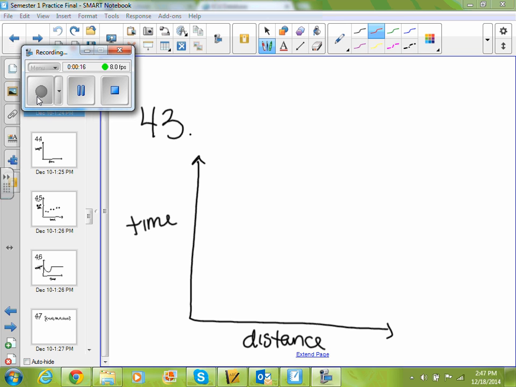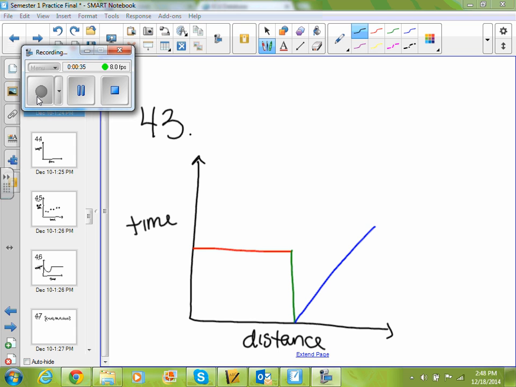Straight. Okay, so when she's walking at a constant pace, it's straight. Then she stops to talk to a friend, so it drops. Then she jogs home, so what happens? So then it increases. Okay. So constant, stops to talk to a friend, starts jogging home.